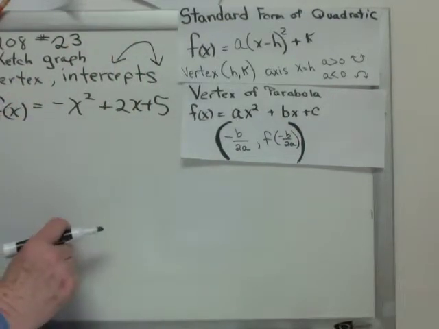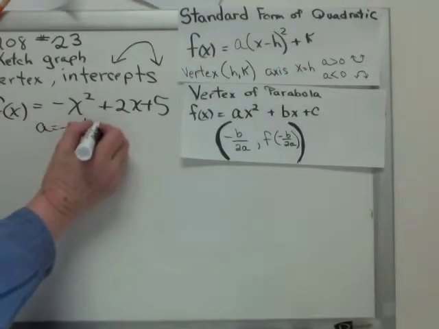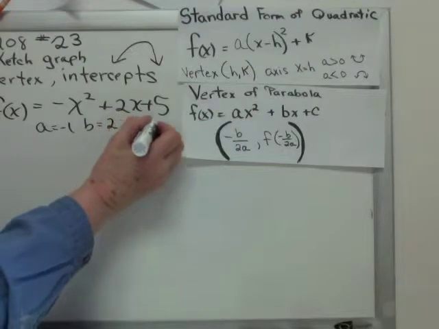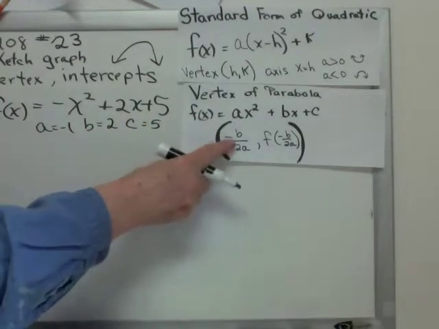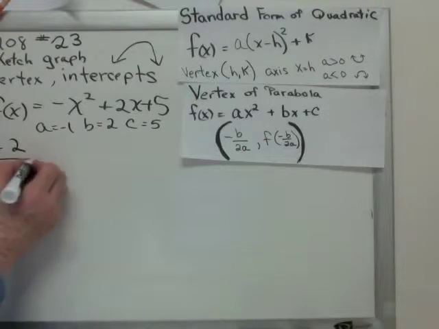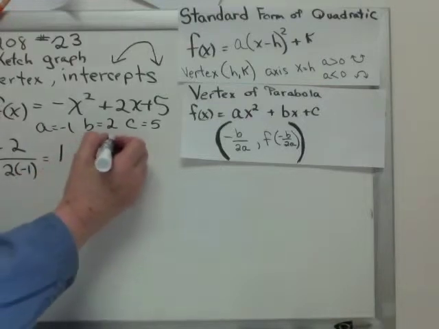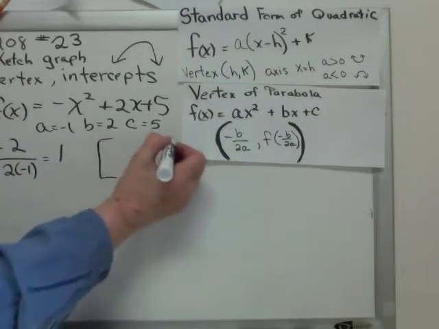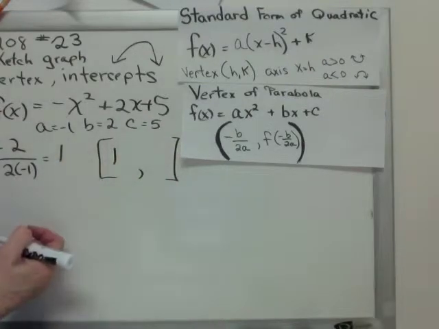Well, let's find the vertex. So, A is minus 1, B is 2, and C is 5. And you know that from stuff we've done before. So to find the first point of the vertex, I do minus B over 2A. So that's minus 2 over 2 times minus 1. So minus 2 over minus 2, I end up with 1. So I'm part way to finding the vertex here. I have the first point, it's 1. Now I need to find the second point.